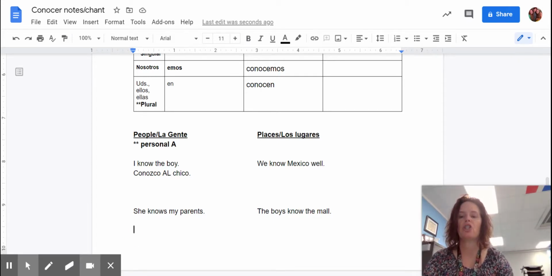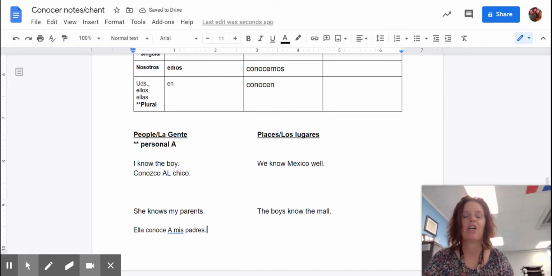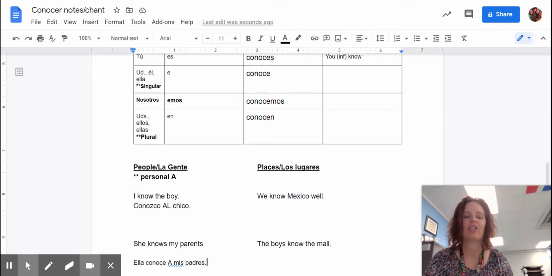Let's look down here and do this one. She knows my parents. So ella conoce, because my parents are people. Because they are people, I have to use this personal a, mis padres. Now, I'm going to ask in class, hey, do I need to make this al? And the answer is no. You only turn it into al if you have an a plus el right next to each other, and you don't here, so you just leave it alone. Ella conoce a mis padres.